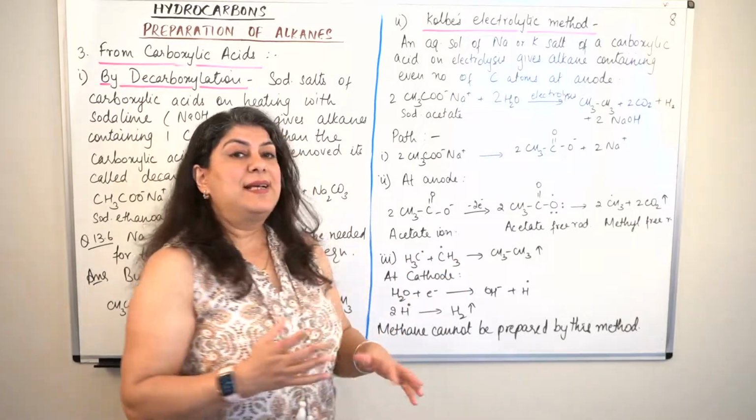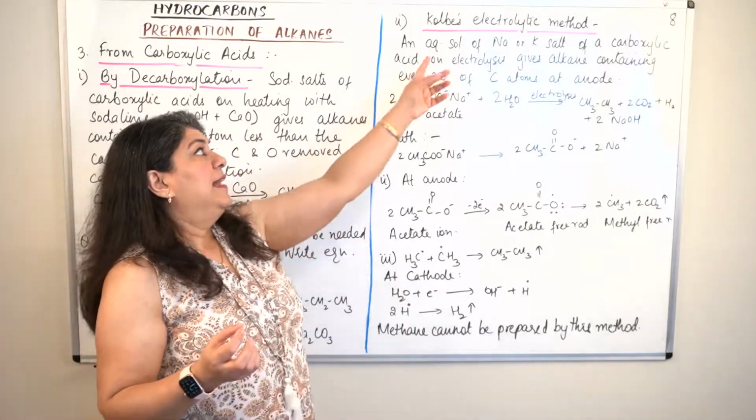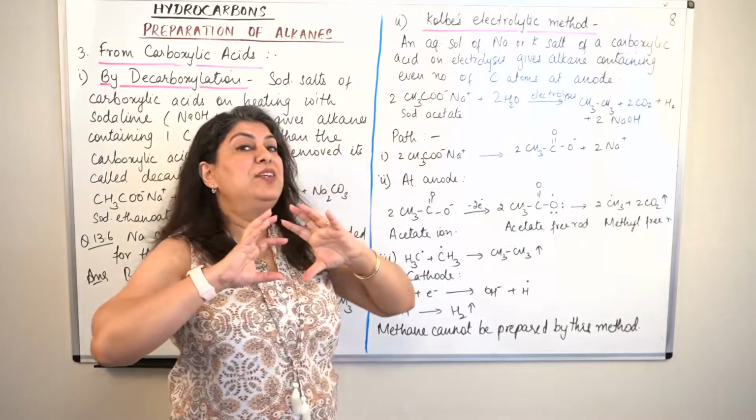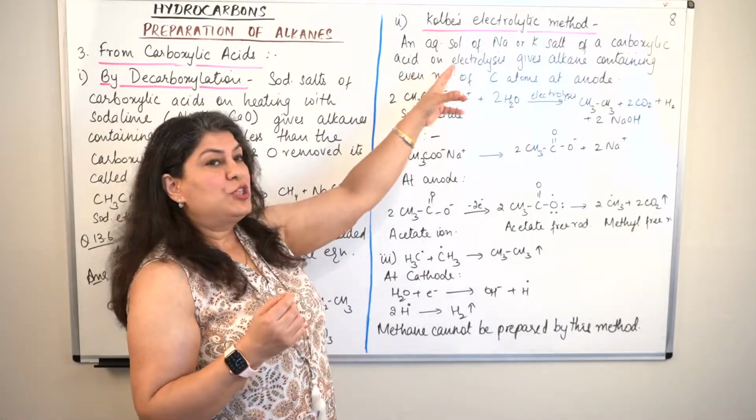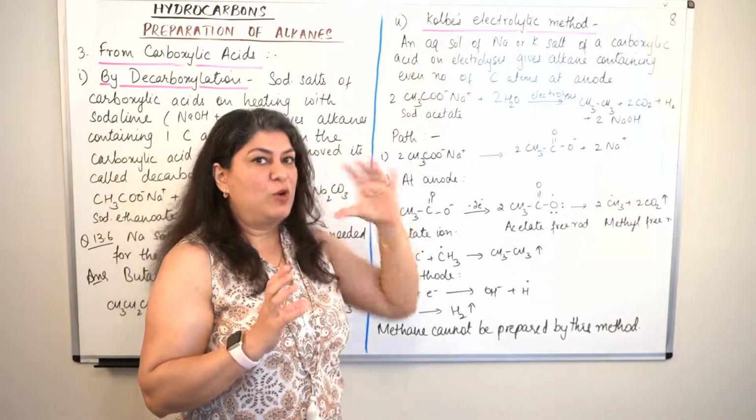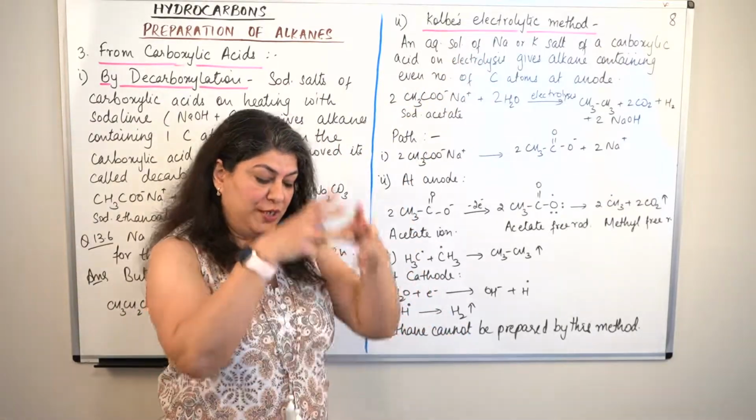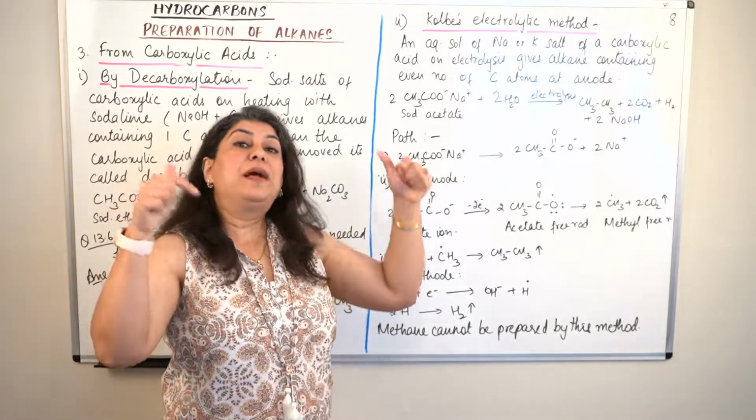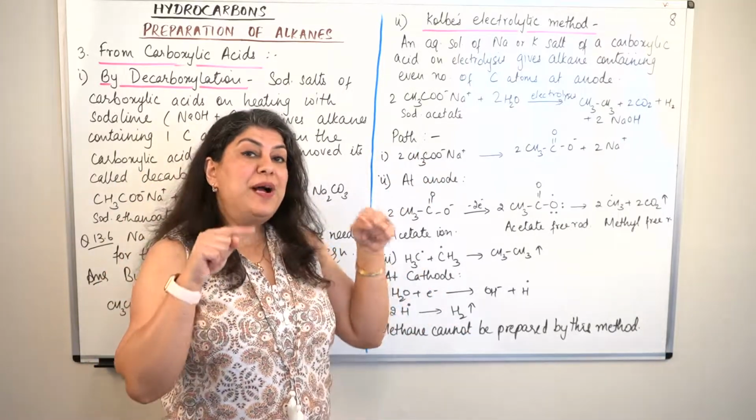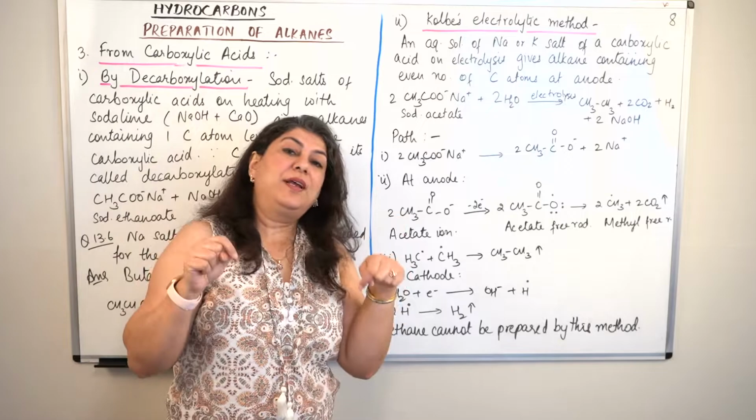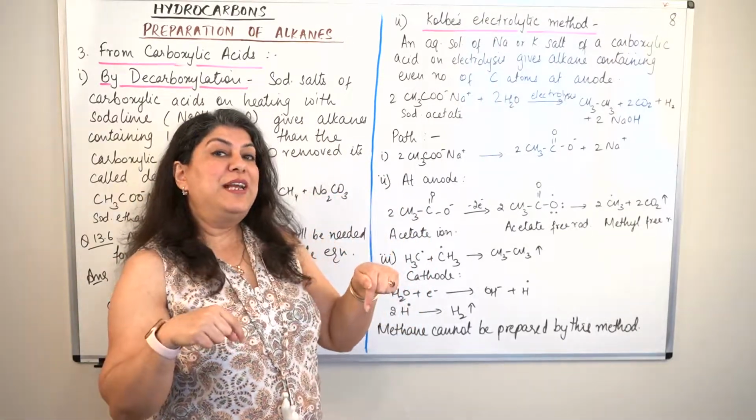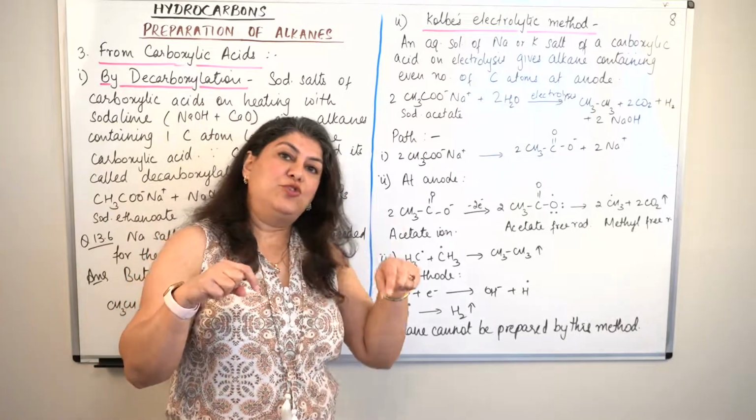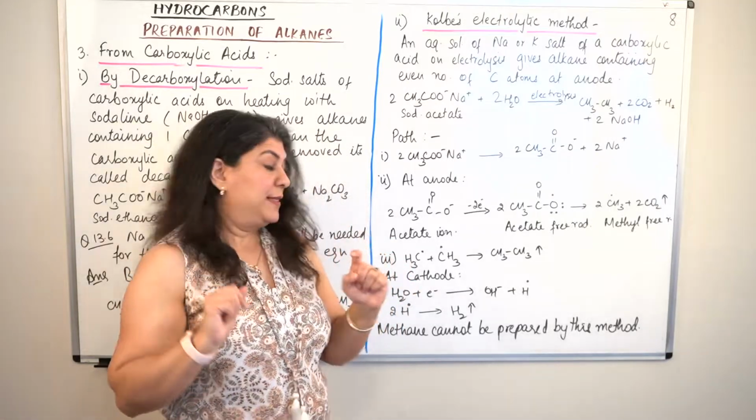So what happens, as the name suggests, is that it is electrolytic and you're using a salt solution. What is the salt? It is the sodium salt of the carboxylic acid. You dissolve it in water, it ionizes. Now you pass electric current through it. How will you pass electric current through a solution? By dipping two electrodes in it. The positive electrode is the anode and the negative electrode is the cathode in electrolysis.